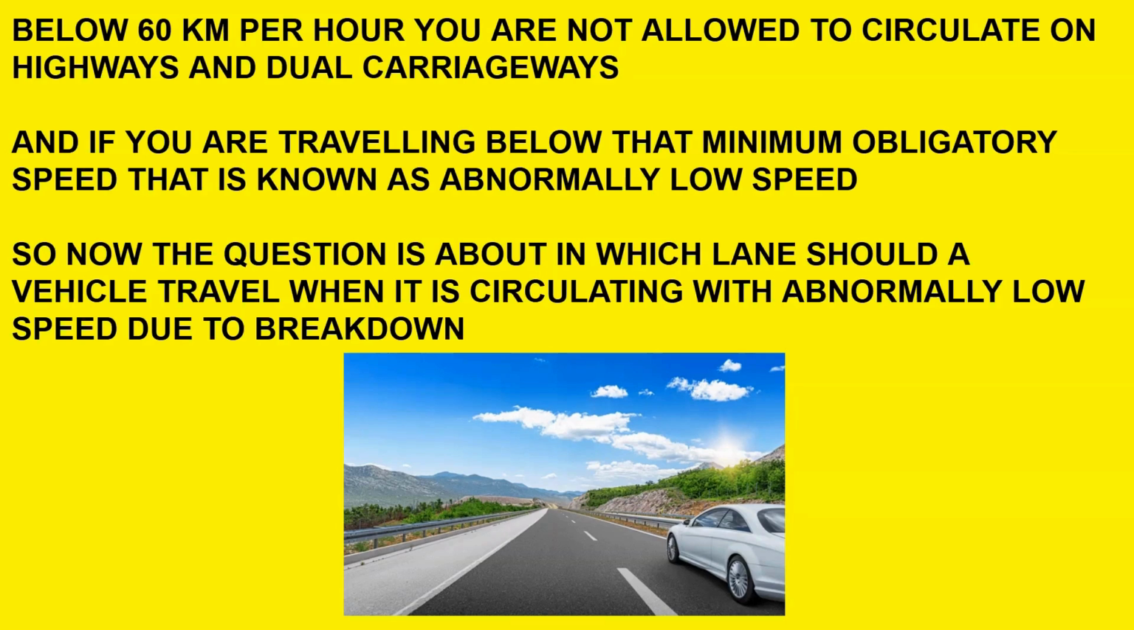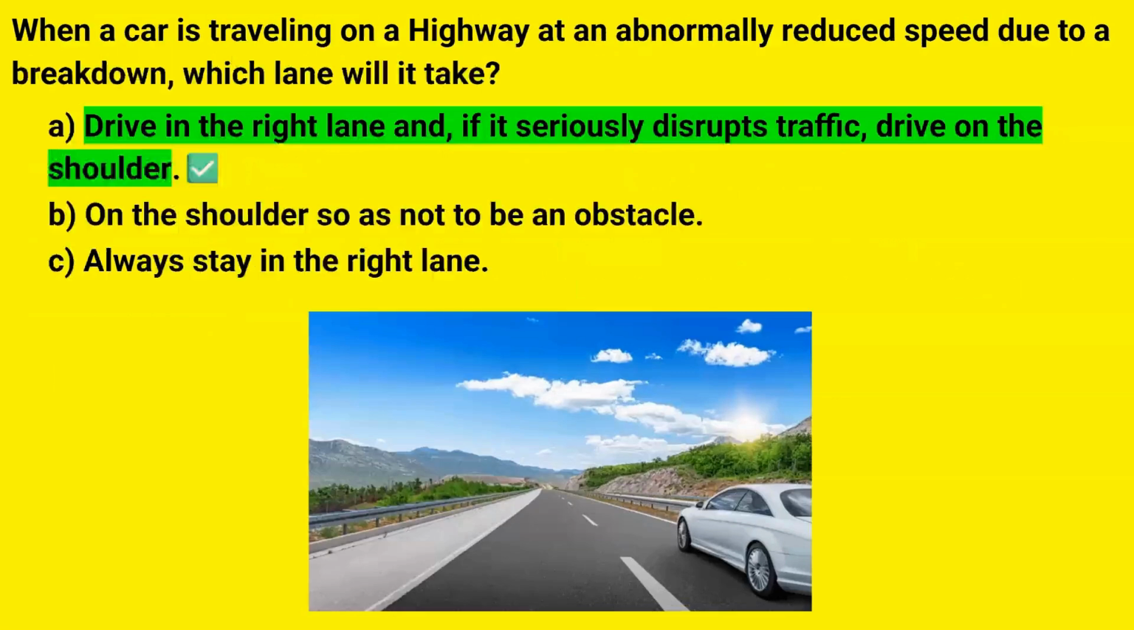So now the question is about in which lane a vehicle should travel when it is circulating with abnormally low speed due to breakdown. Due to breakdown, you are allowed to travel below the minimum obligatory speed, but if you are obstructing the traffic, in that case, you have to travel on the shoulder. So option A is the right answer. Drive in the right lane, but if it seriously disrupts the traffic, then drive on the shoulder.